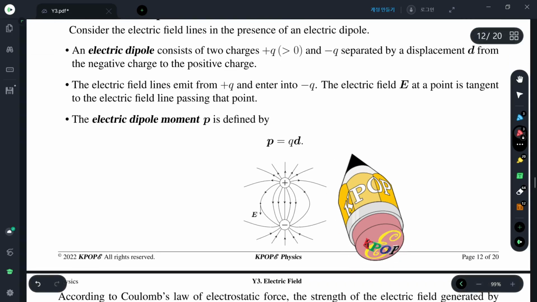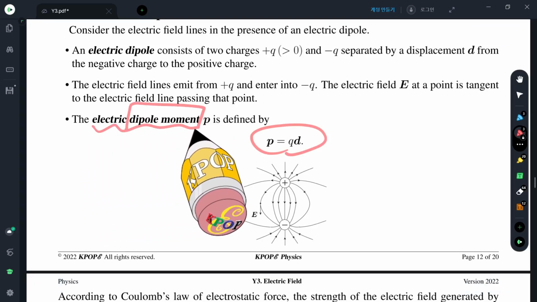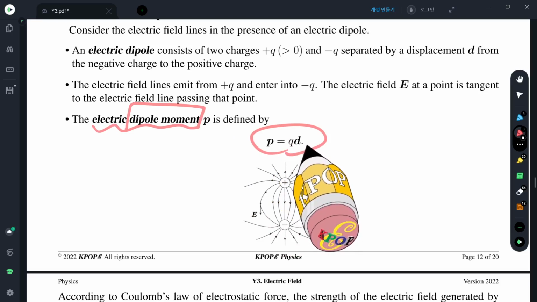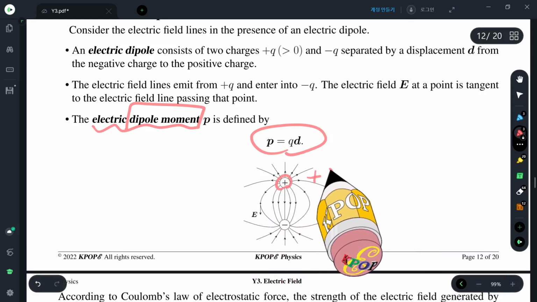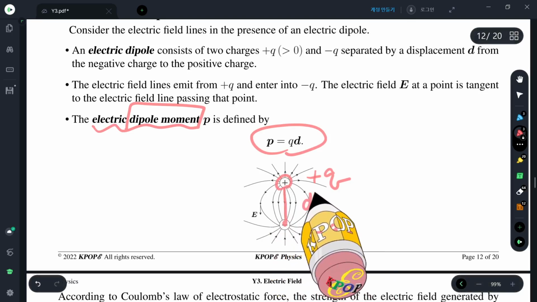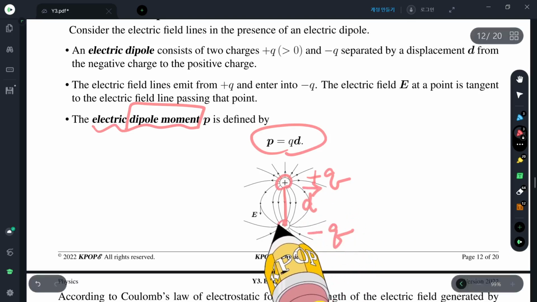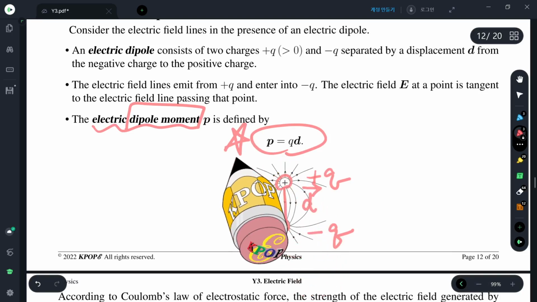Electric dipole. Dipole moment. We define the electric dipole moment p, that is charge Q multiplied by the distance. What is the electric dipole? Charge plus Q and the same but opposite charge minus Q are separated by the distance d, and this vector d has the direction from the negative charge to the positive charge. So we need to know the definition very well.